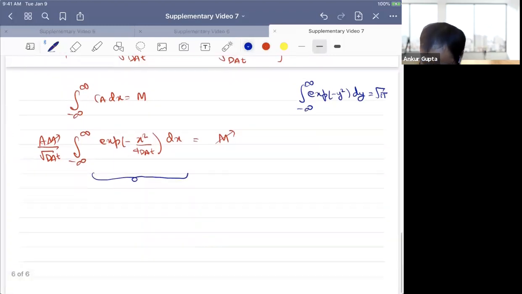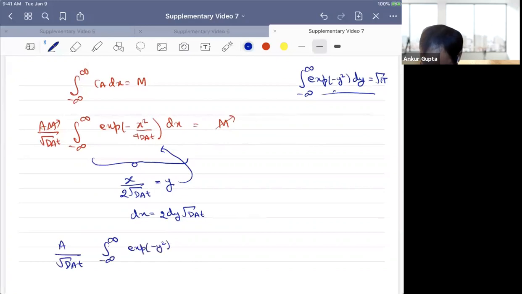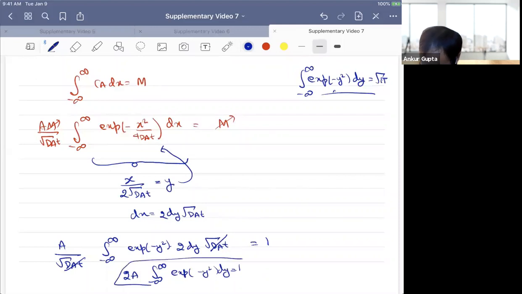So to do that, we will substitute x by 2 root dAt as y. So dx becomes dy times 2 root dAt. And we substitute here, because we want to make use of this result. m times root dAt, minus infinity to infinity, exponential of minus y square, 2 times dy times root dAt is equal to 1. So this dAt gets cancelled, and we get 2A, minus infinity to infinity exponential minus y square dy is equal to 1. Finally, we get 2A times root pi is equal to 1, or A is 1 by 2 root pi.